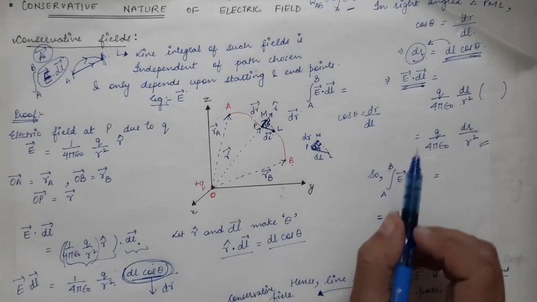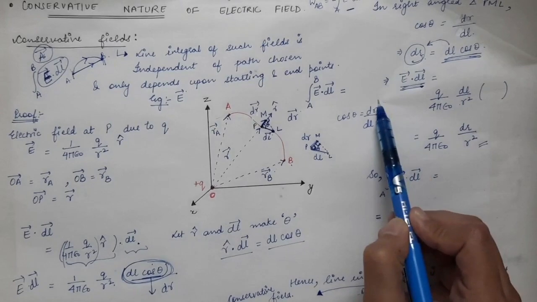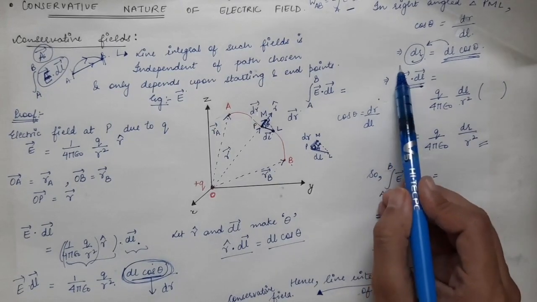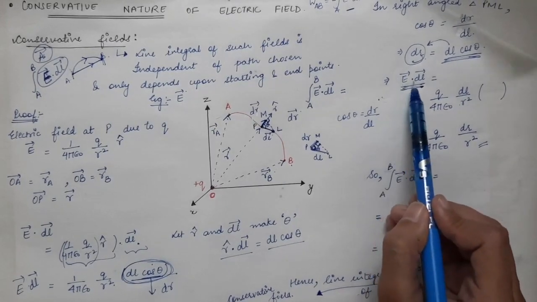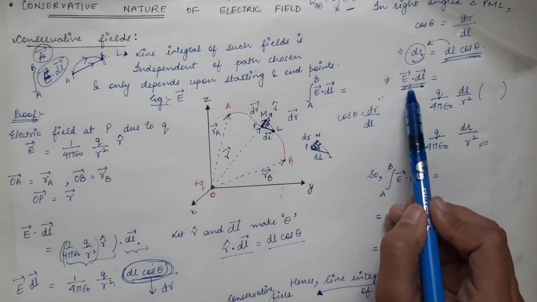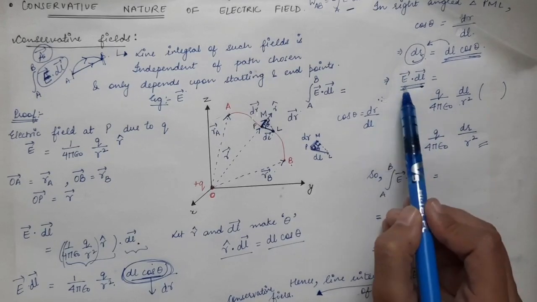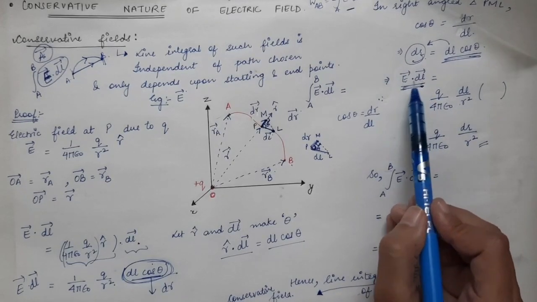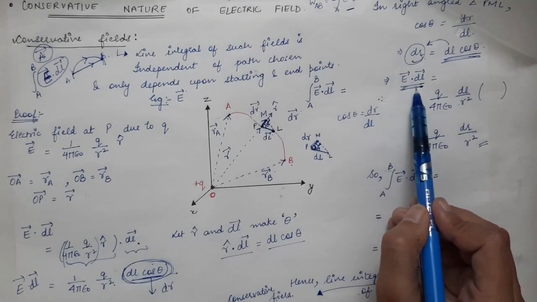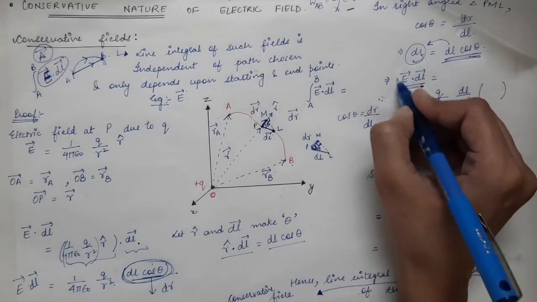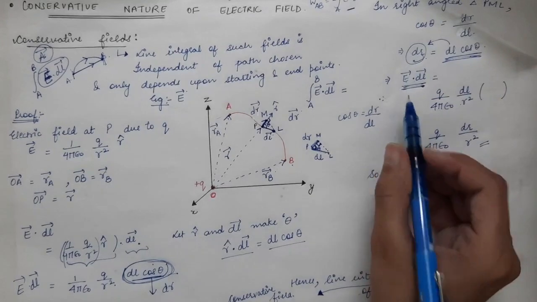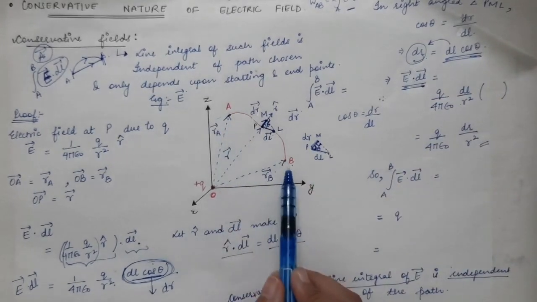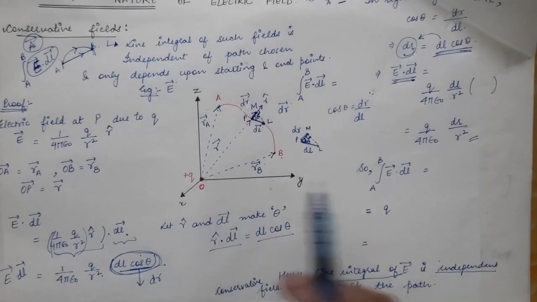Now we are interested to find the line integral of E vector dot dl, and we have to prove that this line integration of E vector dot dl vector is independent of the path chosen. So first of all we have to do its integration from A point to B point, that is from the starting to the end point.